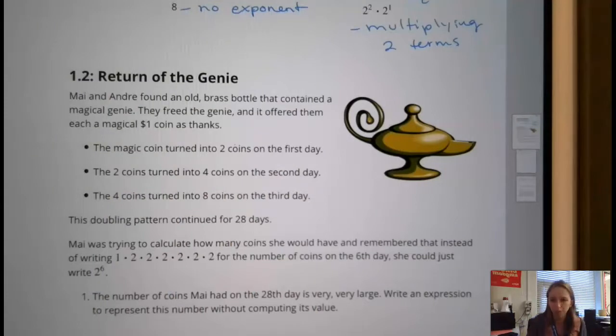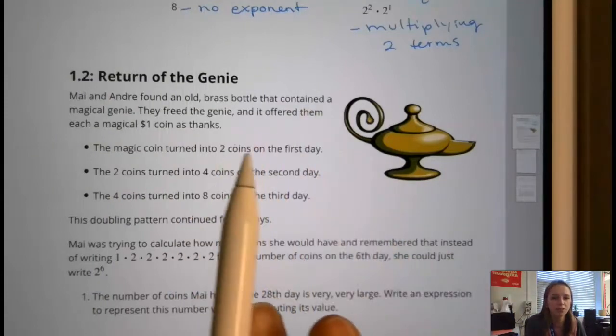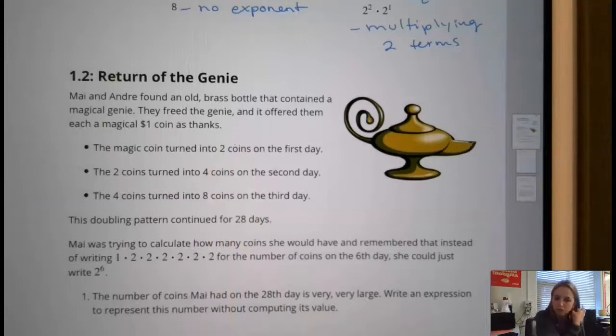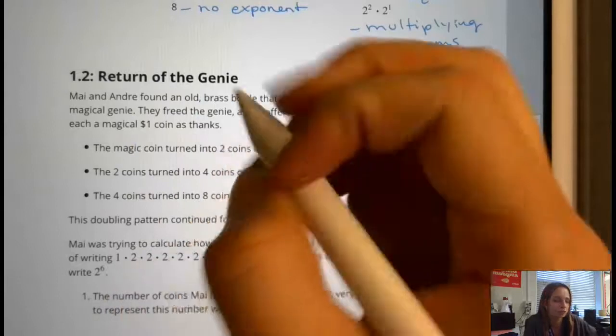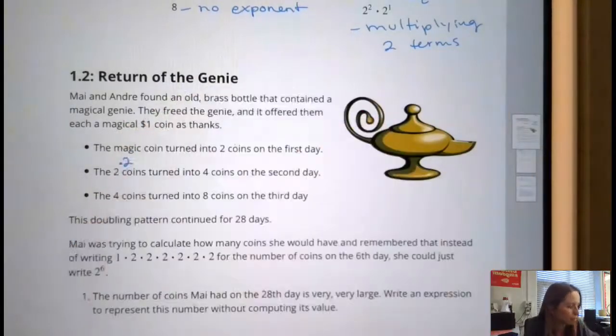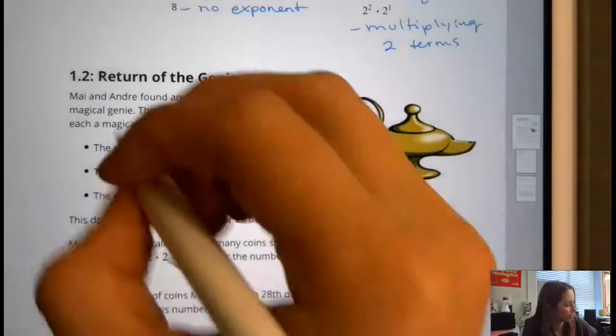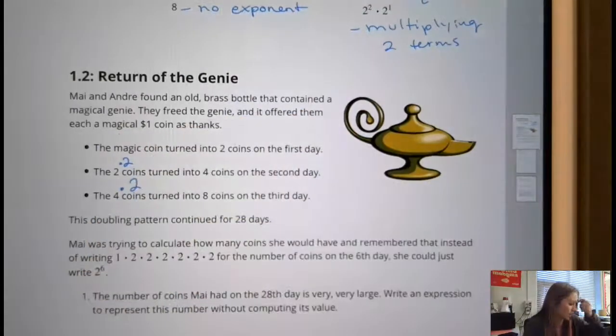So when they say a doubling pattern, that means they're going to take whatever you have and multiply that by 2 to get your next number. So we took 1 multiplied by 2, you get 2. You take 2 and multiply it by 2, you get 4. You have 4, multiply that by 2, and you get 8. So that's what it means by doubling. You aren't adding 2 each time, you're actually doubling that number.